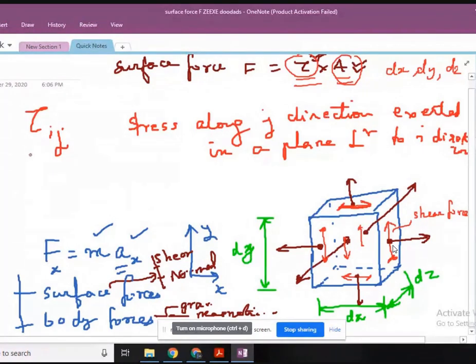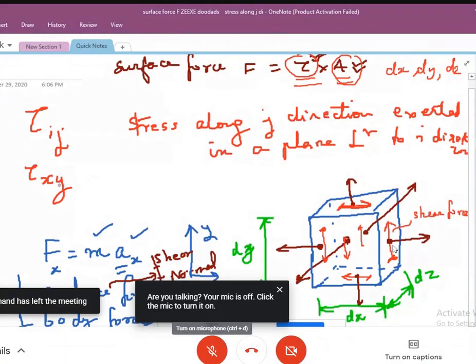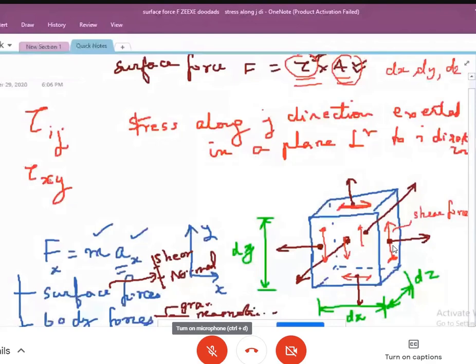So here, following this notation, tau ij would automatically mean I am expressing some stress along the j direction, exerted in a plane perpendicular to the i direction. You see the position of i and j. So if I am writing something like tau xy, it means I am indicating a stress in the y direction, and the stress will appear in a plane that is perpendicular to the x axis. So how would it look like here?